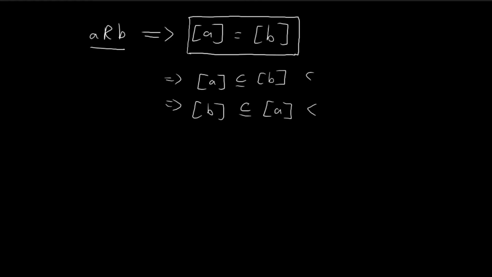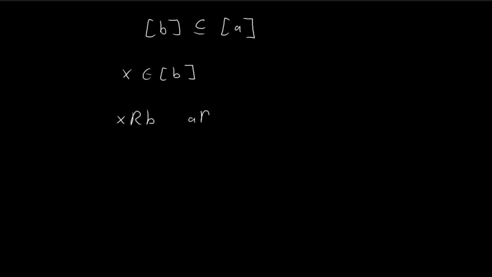Moving on, now we want to show class B is a subset of class A. And the reasoning is going to be very similar. So we start off with an arbitrary element x of B, and now we want to show that x is also an element of class A. And since x is an element of class B, this implies x is related to B. And also don't forget, we've assumed A is related to B. So we know that A is related to B.